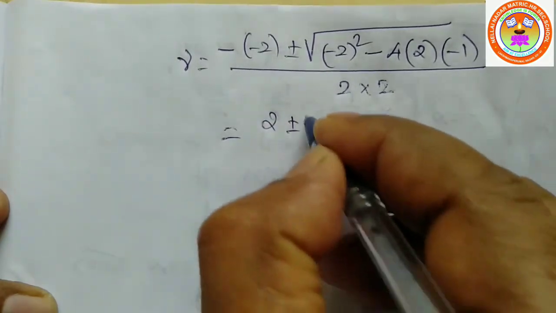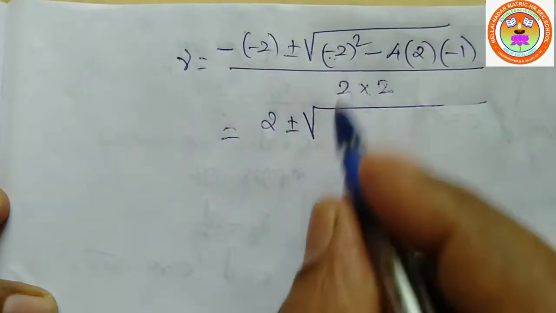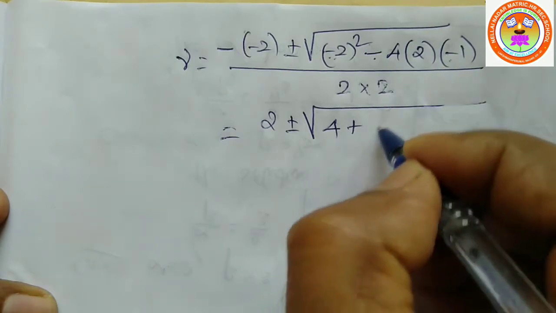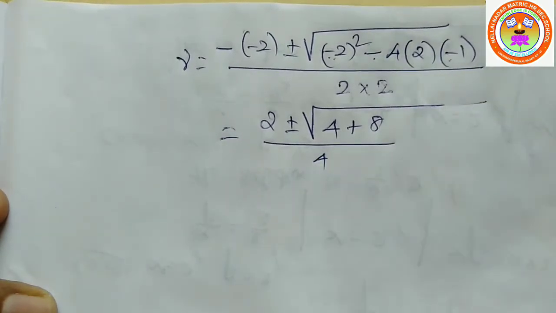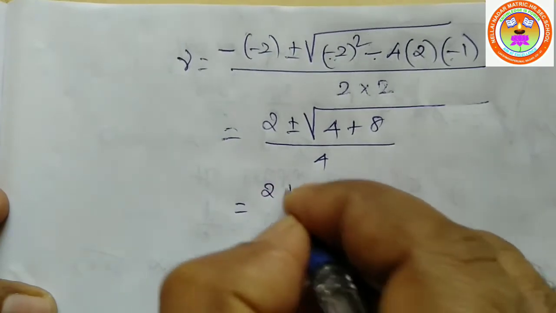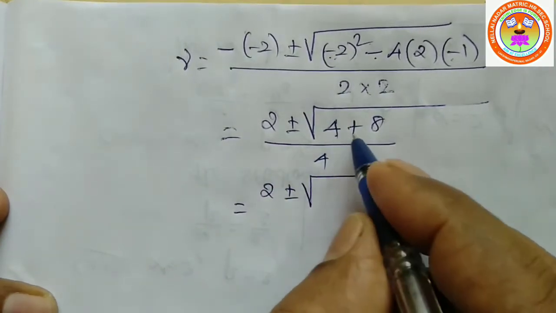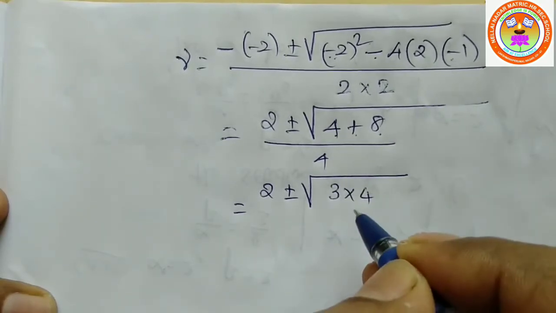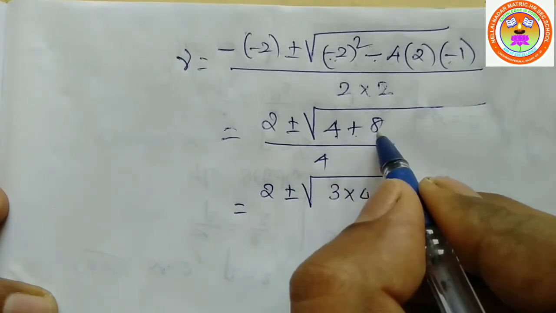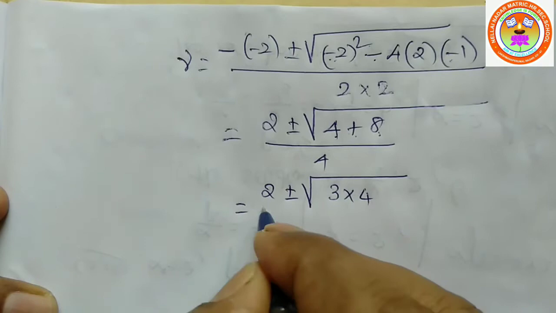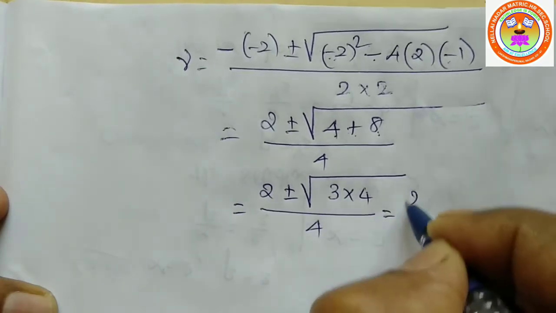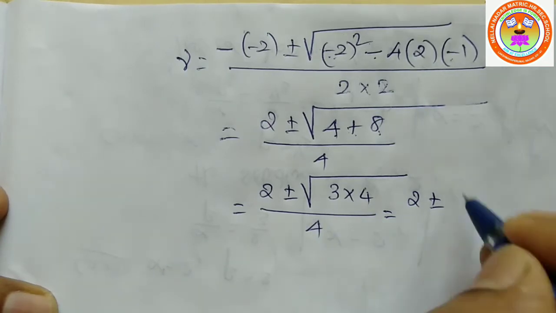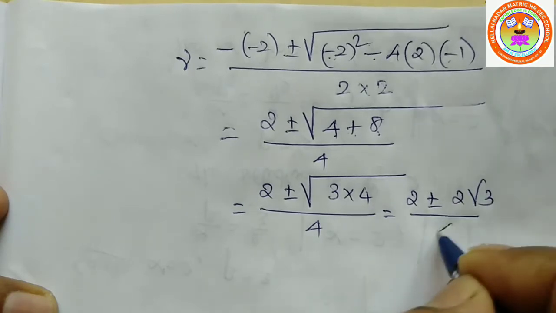So 2 plus or minus square root of minus 2 the whole square, that is 4 plus 4, minus or minus plus 2 4s are 8, divided by 4. It can be written as 2 plus or minus square root of 4 plus 8, that is 12. 12 can be written as 3 into 4, reason is 4 plus 8 is 12. 12 means 3 into 4, divided by 4, which means 2 plus or minus root of 4. Square root of 4 is 2. So we can take 2 outside, 2 root 3 by 4.